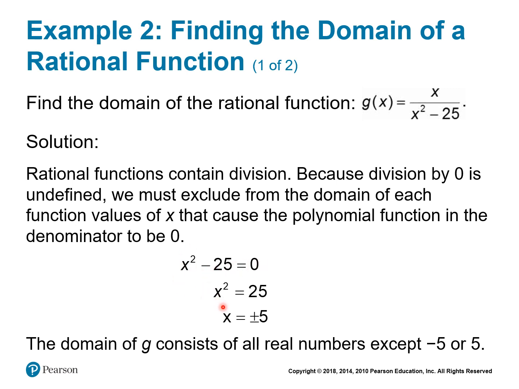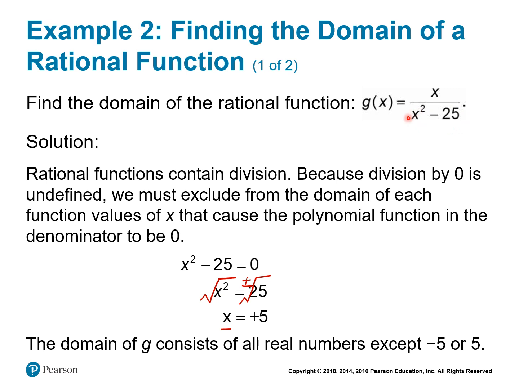So they have used the square root method. They have first moved the minus 25 over to the other side so that we just have x squared equals 25. And then they've taken the square root of both the sides, plus minus, and come up with the two values of x, plus and minus 5. So the domain would consist of all real numbers except negative 5 or positive 5.